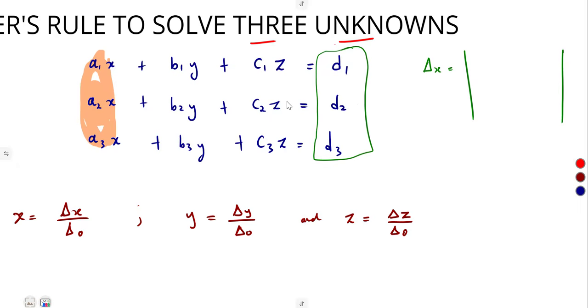Just like that. It is taken in place of x. You are dealing with x, so we're going to have d1, d2, d3. Y and z will be as they are: b1, b2, b3, the coefficients. The part of z as it is, c1, c2, c3, just like that. Just ignore x and put constants there.